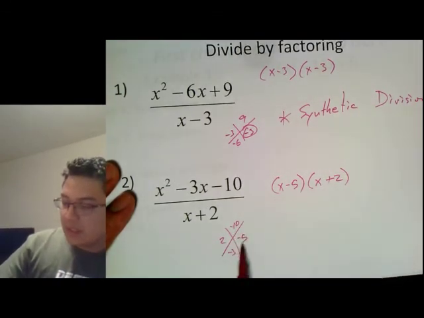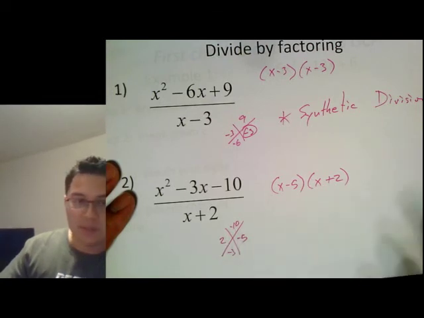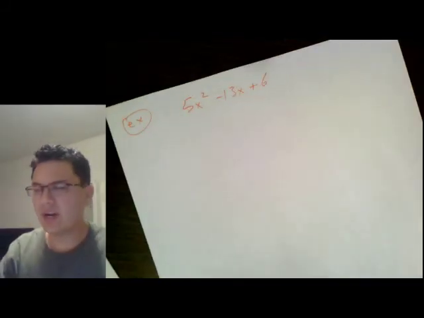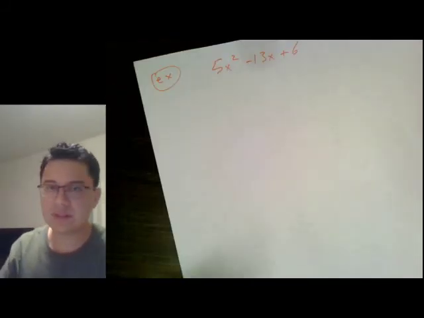Okay, so we get -5. 2 plus -5 is -3, 2 times -5 is -10. So we're able to find factors that way. Here's the final answer if you guys would like to work it out. Okay, we're going to move on to our next example here. I actually made a mistake the first time I did this, so we're going to do this on blank paper.